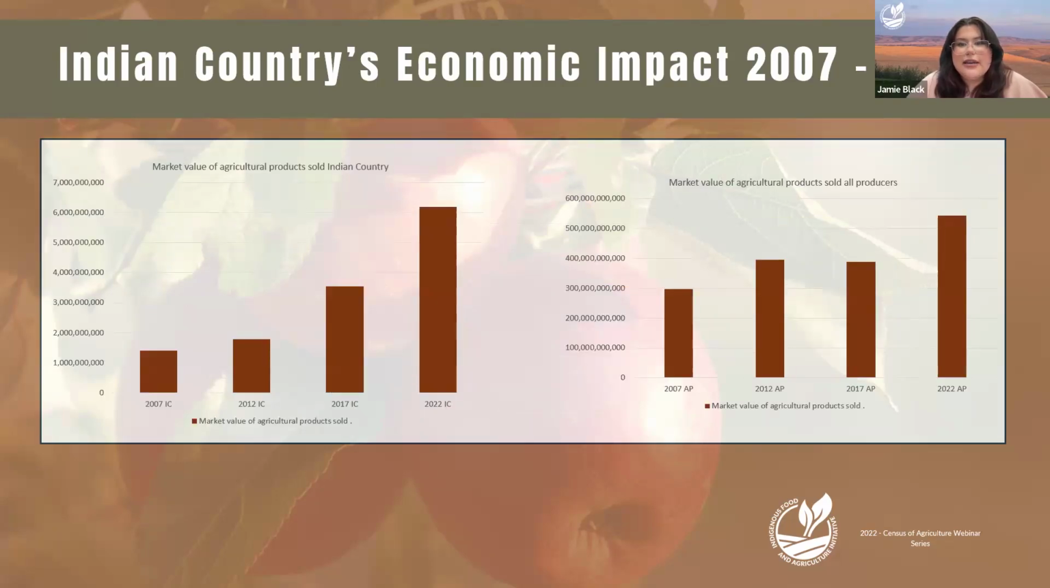And these tables show the market value of agriculture products, again sold in Indian country and by all producers. Again, it's the same trend of Indian country increasing, whereas across the United States we've seen some fluctuations, and again, even that decrease in 2017.